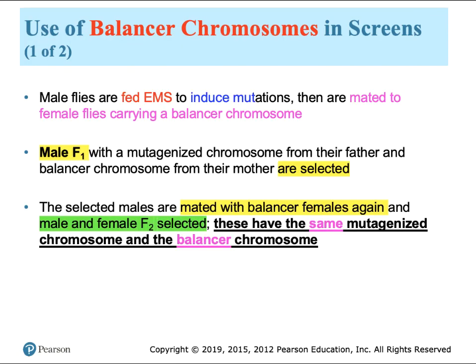The goal of the experiment is to transfer to the F1 males the mutagenized chromosomes from their fathers and the balancer chromosome from their mothers. And that's what we're selecting for in the F1. So once we've selected for these F1 males, they are then mated with balancer females again. And this time we'll score the males and females in the F2 generation.